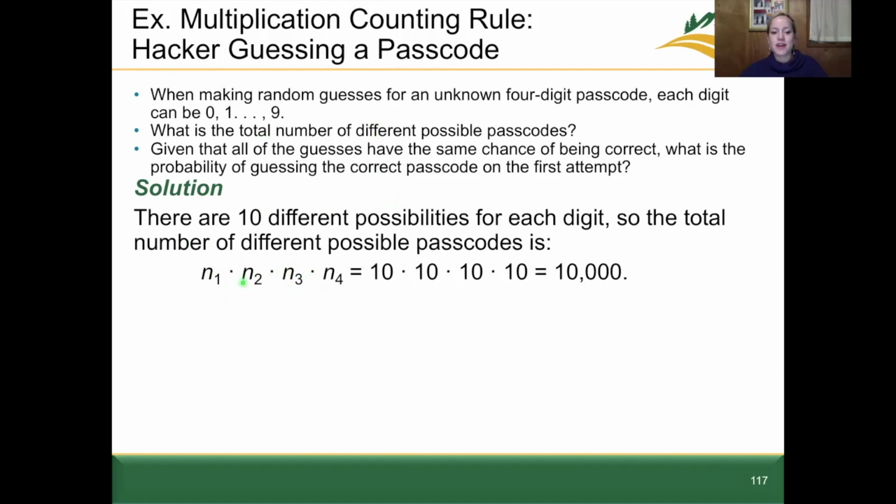Where each event here is typing in one number. So event 1 is typing in the first number, event 2, the second number, event 3, the third number, event 4, the fourth number. So then following this rule, we multiply 10 times 10 times 10 times 10. So there's 10,000 different possibilities. So it's always important to go back and look at what questions were asked. We did answer this one now, so the total number of different possible passcodes.